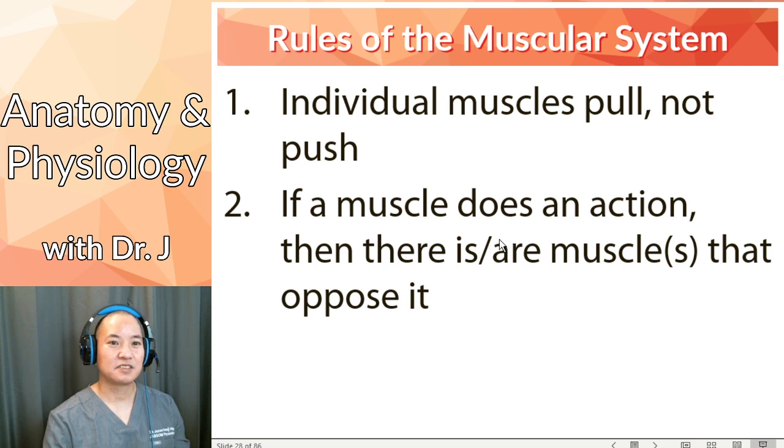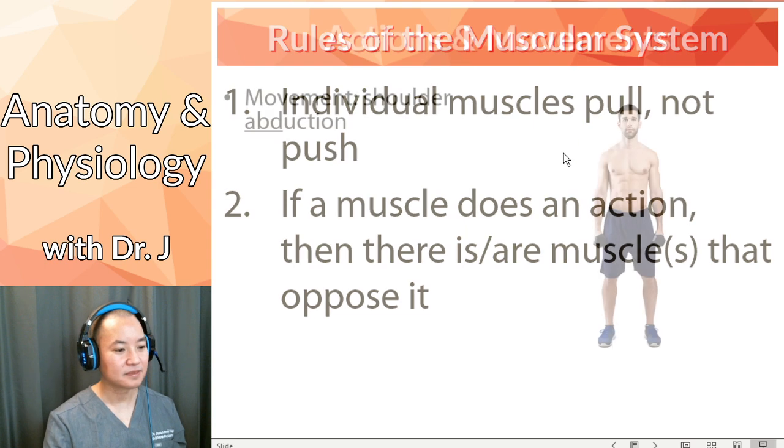Okay, so the thing is that there are general rules of the muscular system. Remember that individual muscles, they pull, they don't push, even though our overall movement might be a pushing movement. Each of those single muscles by themselves, they are contracting and they're pulling. And here's another general rule. If a muscle does an action, there are muscles that oppose it.